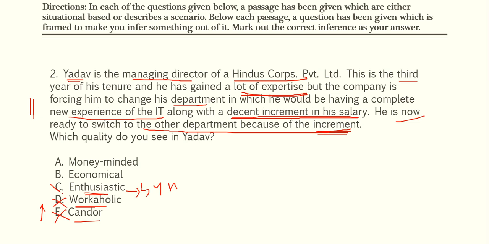Vivacious. Vivacious means enthusiastic, right? So nowhere is it mentioned in the passage. We are opting it out. We cannot assume that Yadav is being enthusiastic. No, he is primarily focusing on his increment.